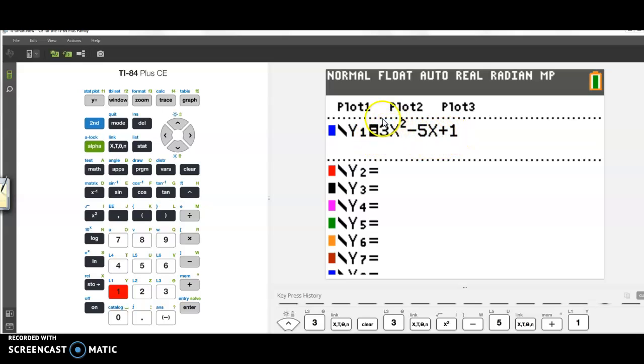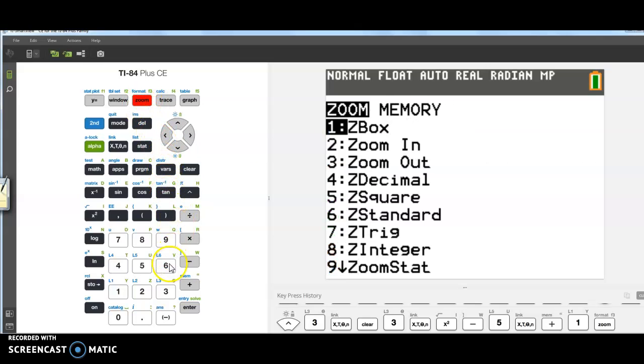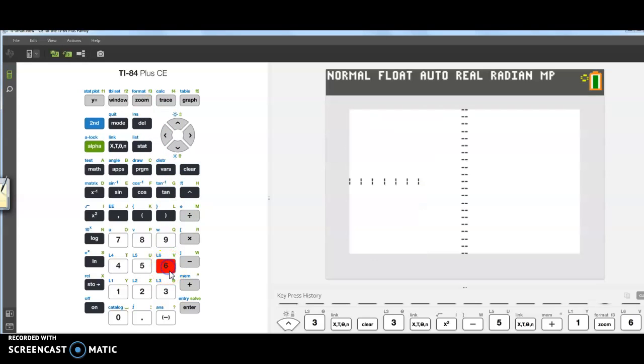I do know that it opens upward because a is positive, and it's fairly narrow because a is bigger than 1. But when I don't know a lot about it, my zoom options are a great place to go. So I'm going to choose zoom, and I'm going to choose option 6, a standard window. And that seems to work out perfect.